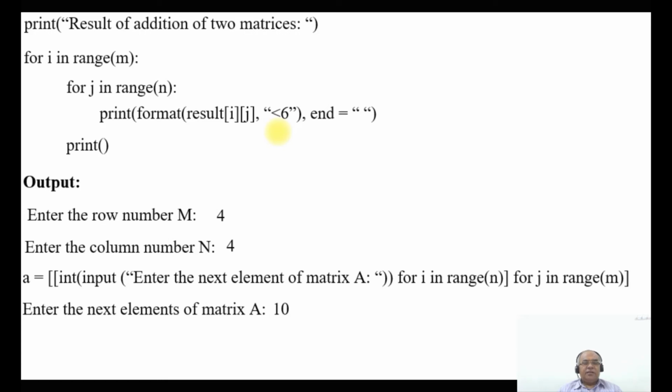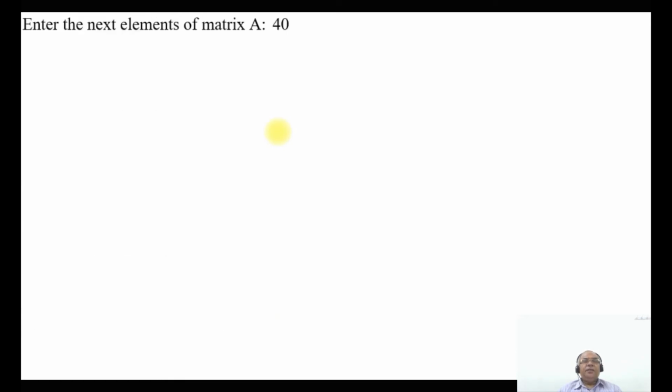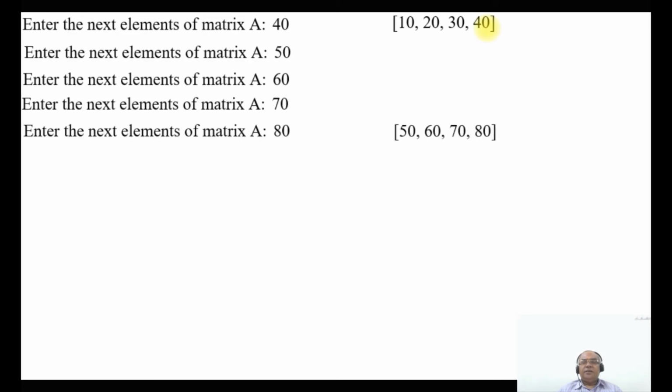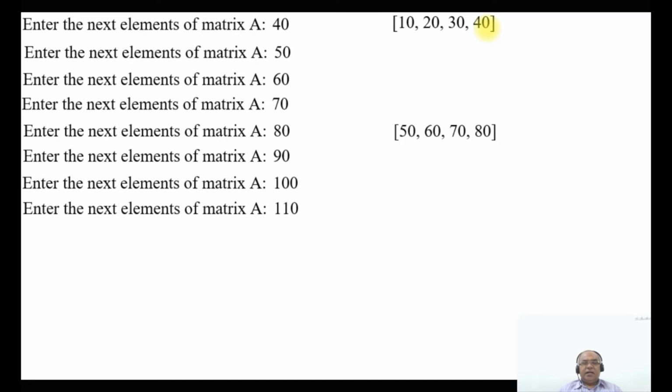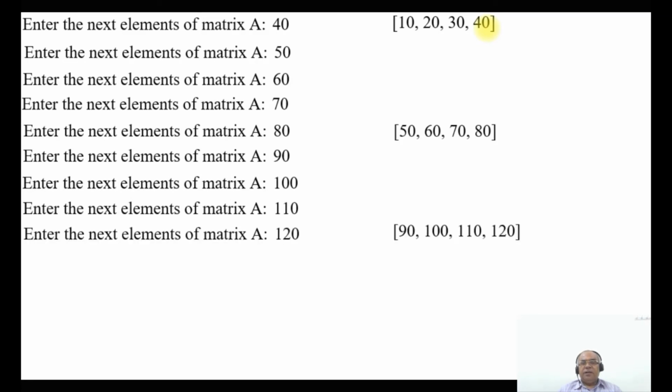Enter the elements of the matrix A: 10, 20, 30, 40. So the elements have been entered for the first list, which is I equal to 0. Then 50, 60, 70, 80 is entered into the list. Then 90, 100, 110 and 120.